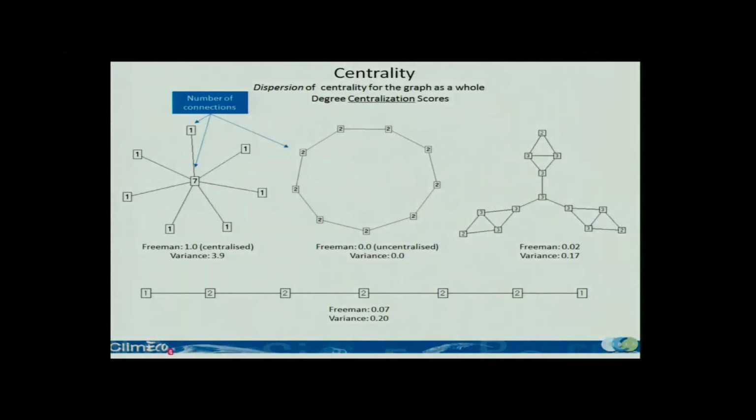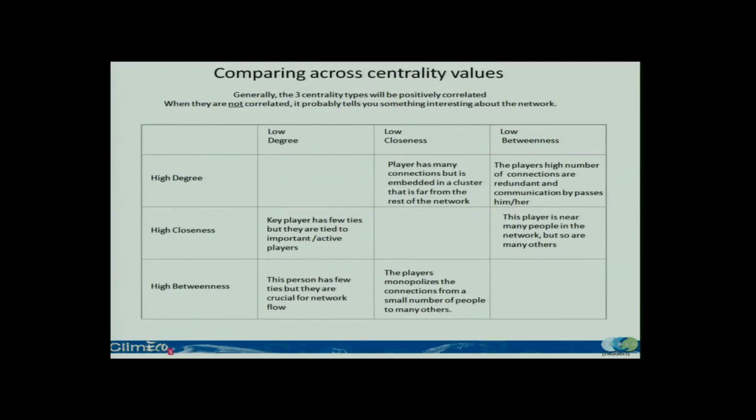For the centrality measure for the graph as a whole, the degree centralization score tells you something about the number of connections in the network. I might skip over this one because this next bit is really the most interesting. We've had three centrality scores: degree centrality, closeness centrality, and betweenness centrality. Normally you think they're all related, but it's actually the places where they're not all correlated that are the interesting bits.